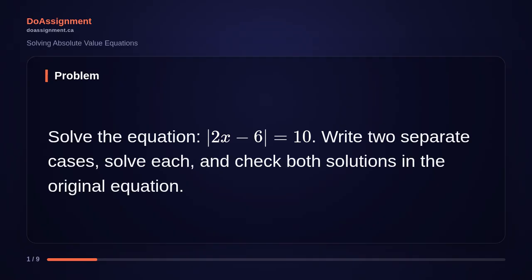Here is the problem. Solve the equation. The absolute value of 2x minus 6 equals 10. Write two separate cases, solve each, and check both solutions in the original equation. Now let us work through the solution step by step.